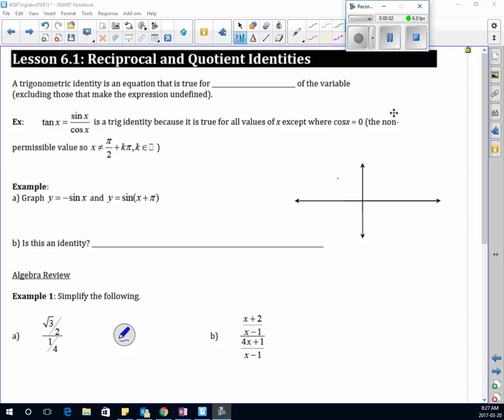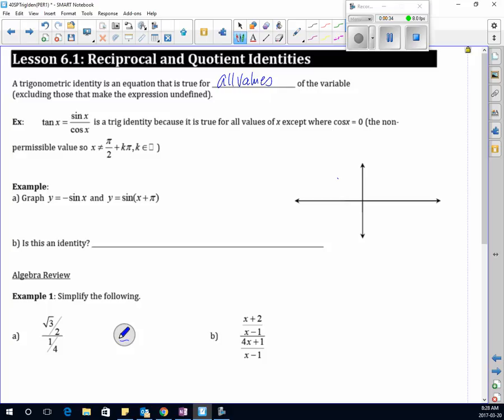An identity is an equation that is true for, I'm going to say, all values of the variable, excluding those that make the expression undefined. So for instance, a trig identity would be something like tan x is equal to sine x divided by cosine x, because it's true for all values of x except where, of course, x equals 0. Why? Where x equals 0.